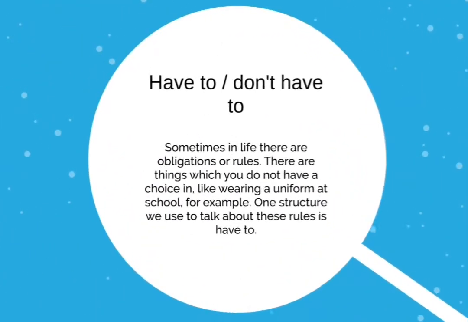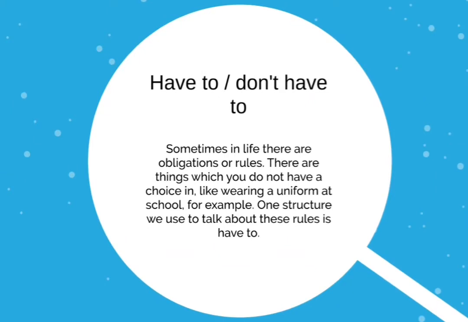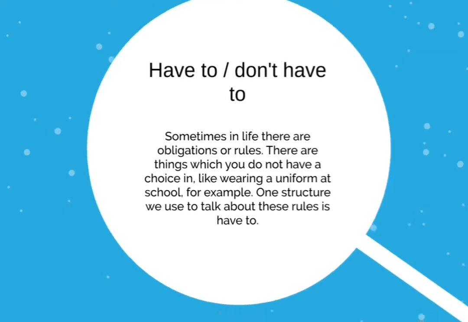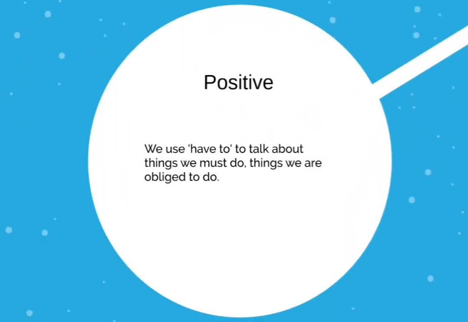Here you have Page 90. But we are going to continue here with have to and don't have to. This is a way we express obligations in English, things that are necessary to do. Don't have to is when something is okay. It's not necessary to do it.